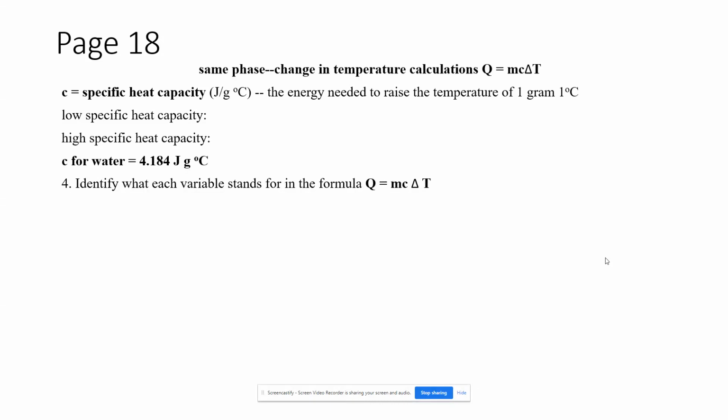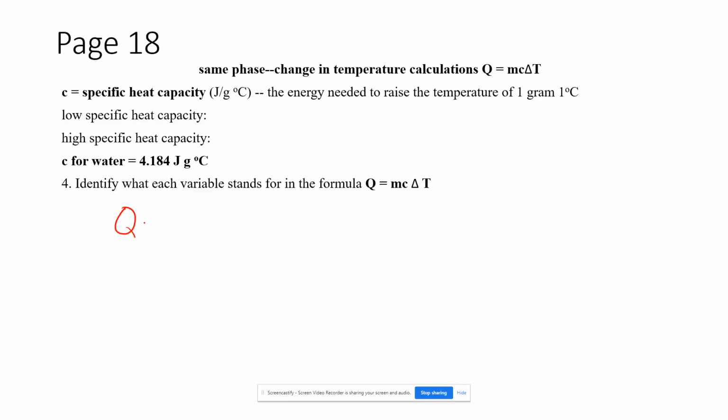But where I want you to look right now is on page 18. It is going to be a calculation, but it's not a scary calculation. The formula we're going to be using is Q equals MC delta T. Before we use this formula, why don't we go ahead and identify the variables? This is down number 4.